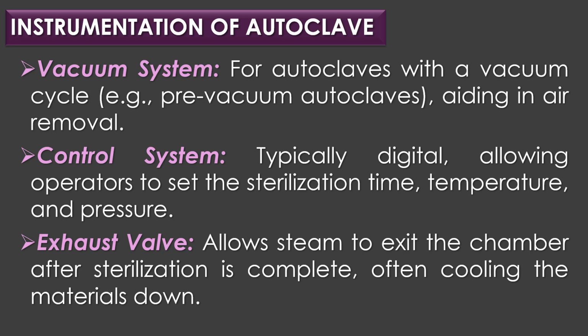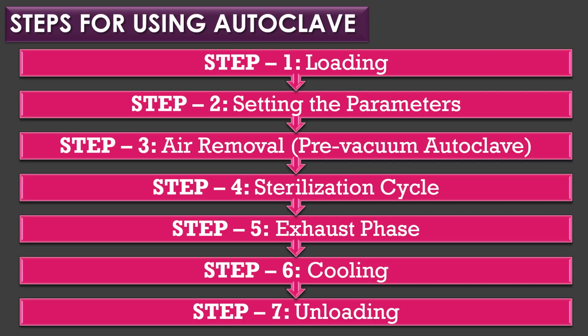Steps for using autoclave. There are 7 steps. The first step is loading. Place items in the autoclave chamber, ensuring proper arrangement to allow steam penetration. The second step is setting the parameters. Set the appropriate temperature, pressure, and time. Common settings are 121 degrees Celsius at 15 psi for 15 to 20 minutes.